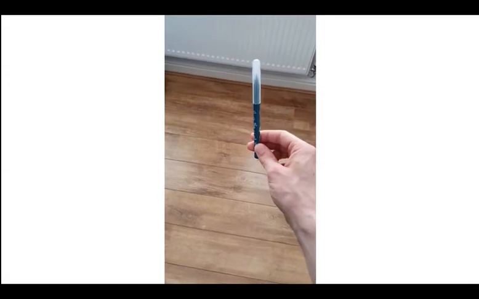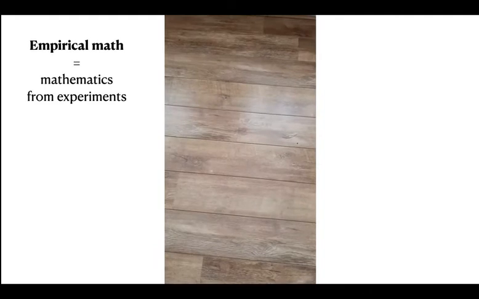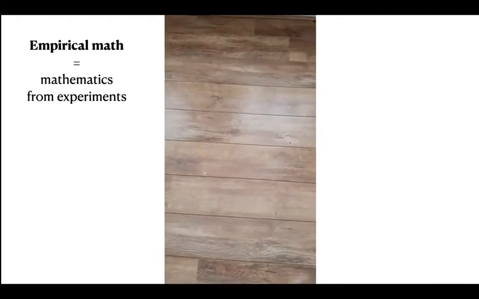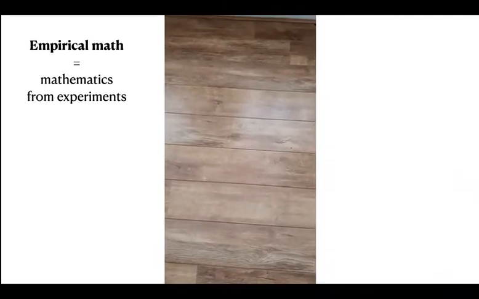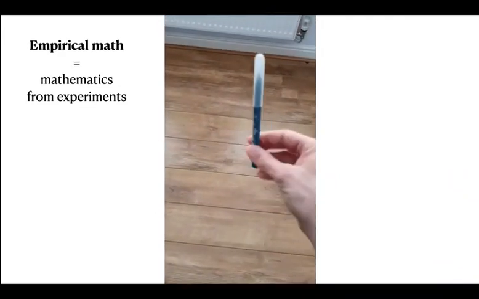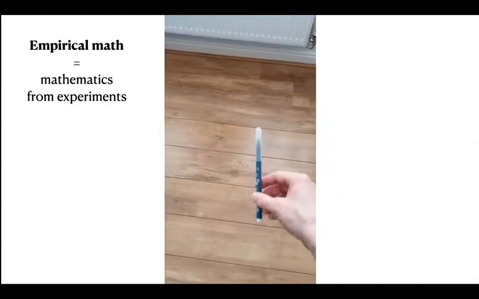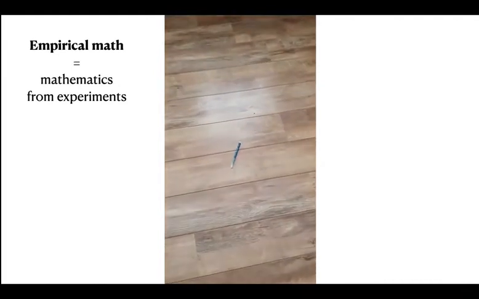Hello everyone, so today we are going to do a bit of empirical math. So what do I call empirical mathematics? Well, to do what I call empirical math, we are going to need a pen. Here we are at my house, and luckily I've got laminated floor and I've got regular spacing between the wooden planks. Now I'm going to use, for example, this pen, and the actual experiment is simply to do something like this and drop it on the floor.